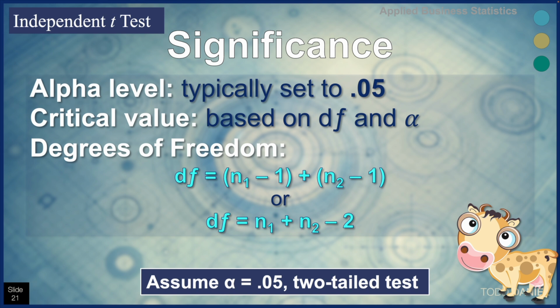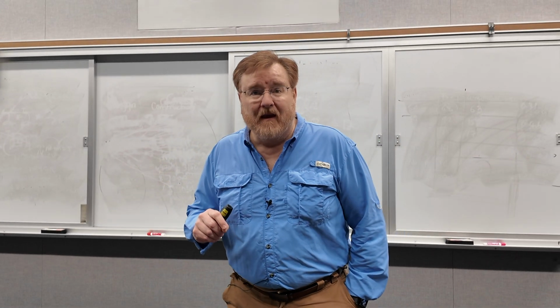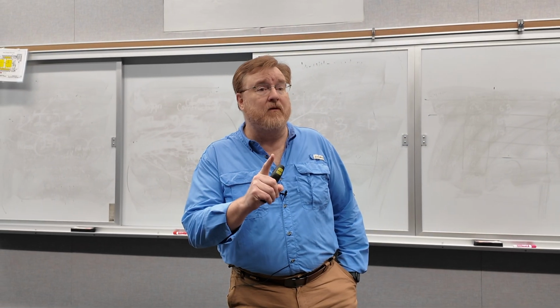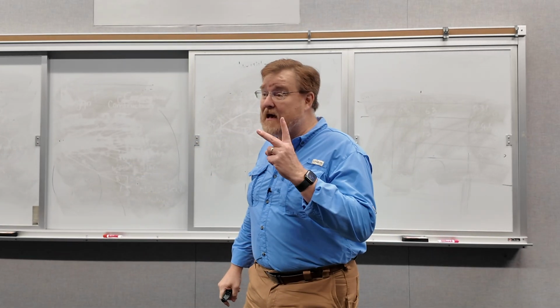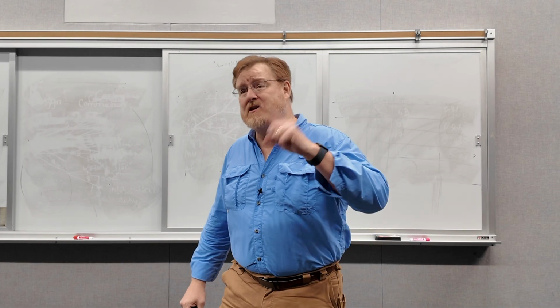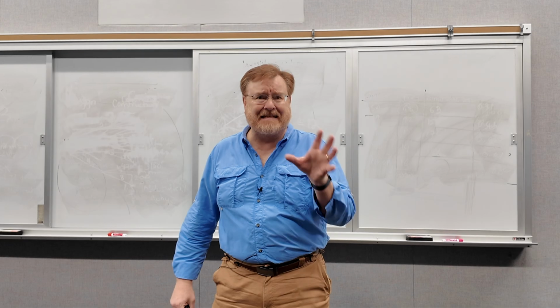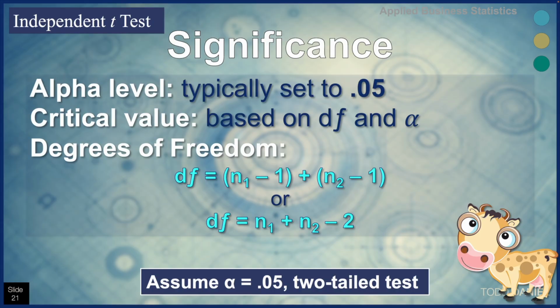So what is that? I've already told you that degrees of freedom is n minus 1, but that's for one sample. And in this example, we have two samples. It's n minus 1 for each sample. So let me show you two ways that I could write that exact same formula. The first would be n1 minus 1, or the first sample size minus 1, plus n2 minus 1, or the second sample size minus 1.